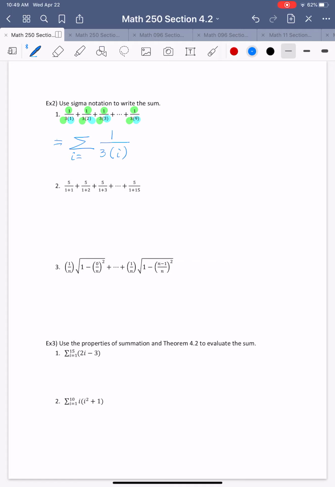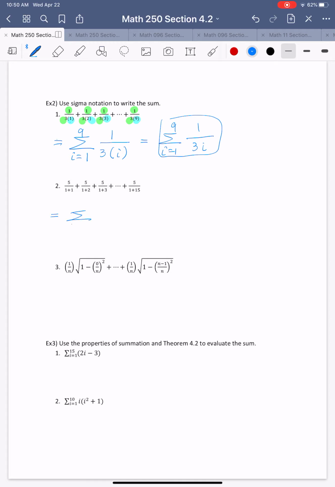And then it's from 1 through 9. So i equals 1 to 9. And then if you don't want a parenthesis, it's going to be just i equals 1 through 9, and then 1 over 3i. So that's it. That's the sigma notation.